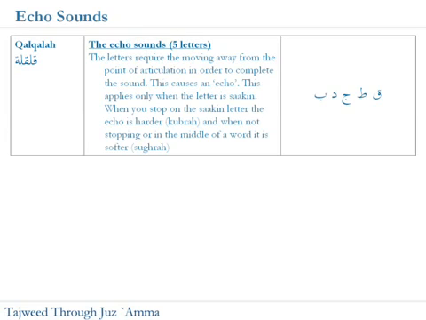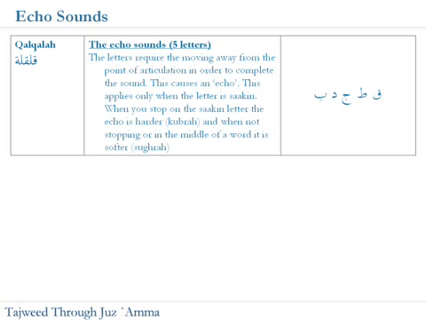Then we have the echo sounds known as the qalqala, and this again we'll have an entire section on this, but it says the letters require the moving away of the point of articulation in order to complete the sound. This causes an echo. This applies only when the letter is sakin. When you stop on the sakin letter, the echo is harder, which they call kubra, and when not stopping or in the middle of the word is softer. So we'll cover this in a separate lesson on the intensities of the echo itself.